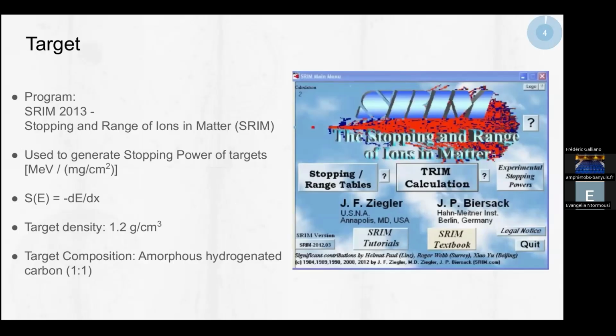Yes, so we used SRIM, stopping and range of ions in matter. This is a Windows program, only runs in Windows, and you can generate the stopping power of the targets. For different elements, I think we did from hydrogen to iron, because that's the heaviest. Then SE is basically the stopping power, minus dE/dx, and the target density was 1.2 grams per cubic centimeter. Our target was amorphous hydrogenated carbon, 1:1 ratio.